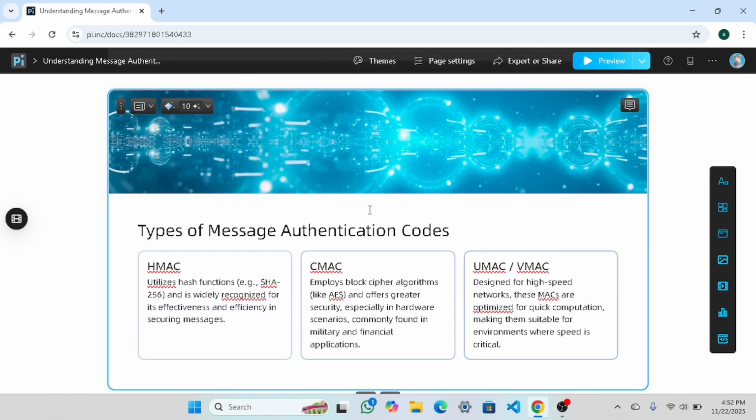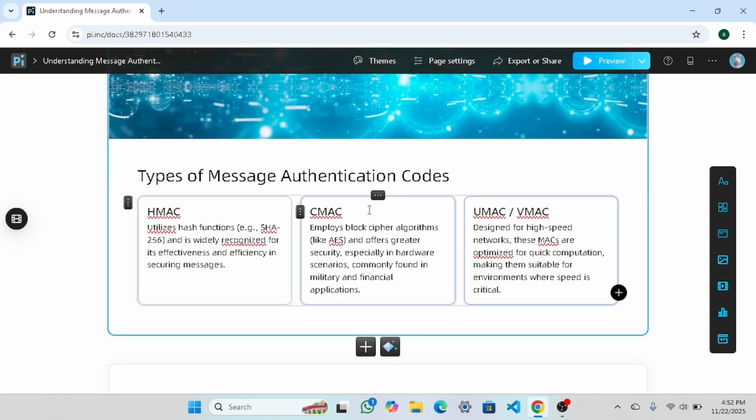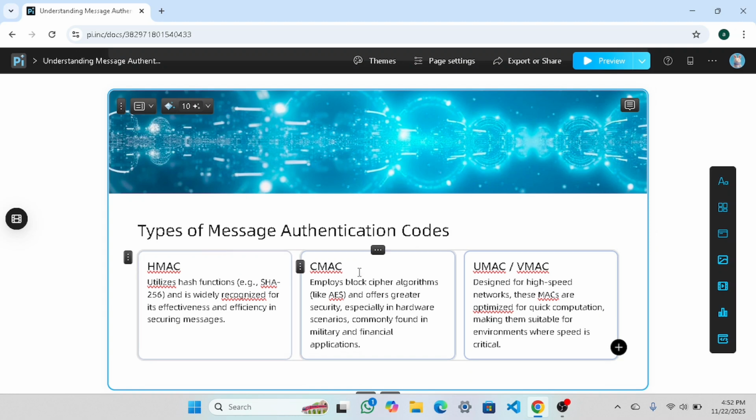Moving next, types of message authentication code: HMAC, CMAC, UMAC, VMAC. What are these things? If these things are new to you, don't worry, we are here to clear them up. HMAC, hash-based MAC. It uses a hash function like SHA-256 and is the most widely used MAC method. It's secure and efficient. The applications are HTTPS, APIs, and JWT tokens.